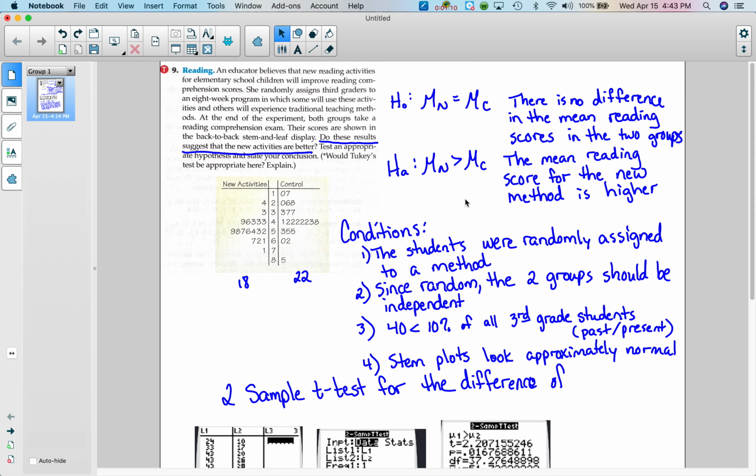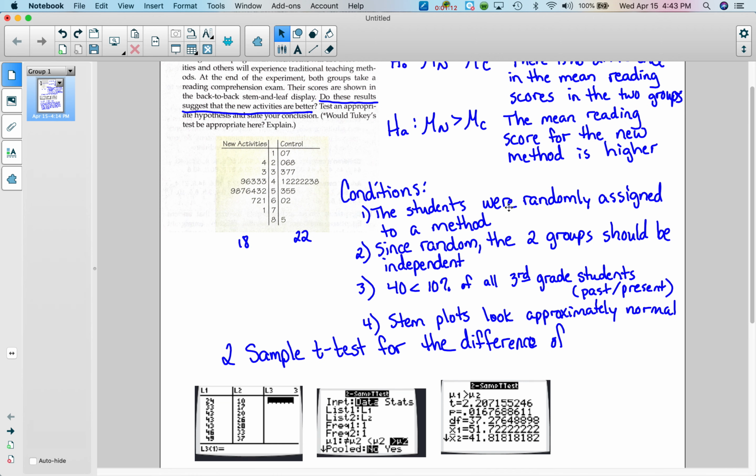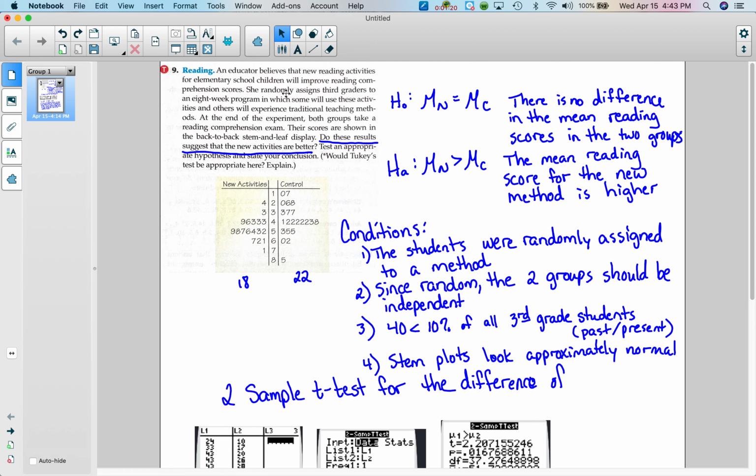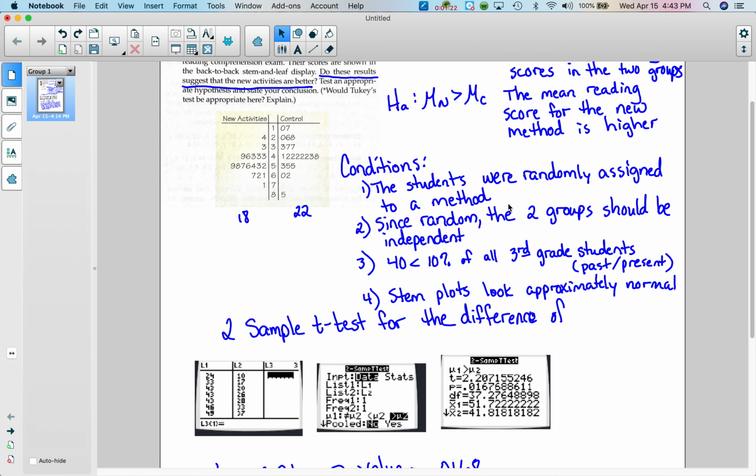Then I need to check my conditions. So first of all, the students were randomly assigned. Please do not say "random, check mark." Look up at the problem, it says she randomly assigned, so state the students were randomly assigned to a method. The second one, since they were random, the two groups should be independent. If you have two groups, you absolutely have to state that the two groups are independent, because if they're not, the procedure doesn't work.